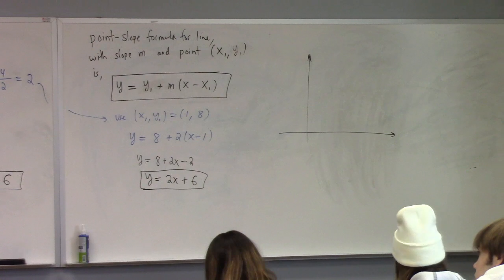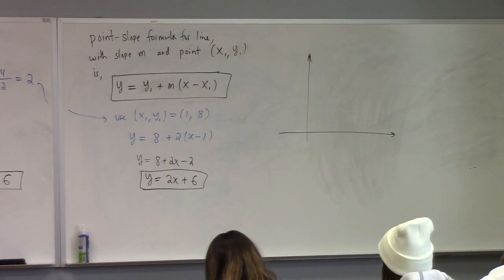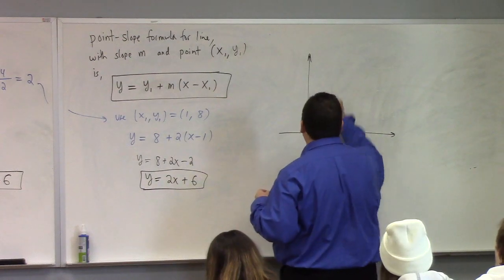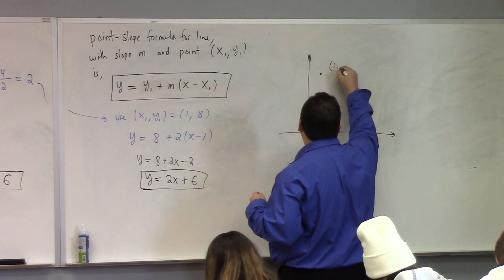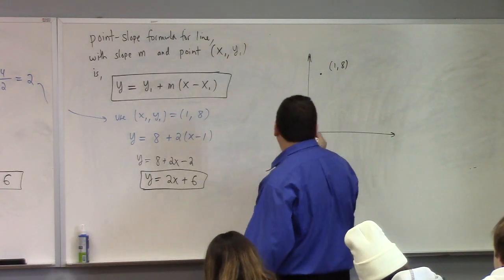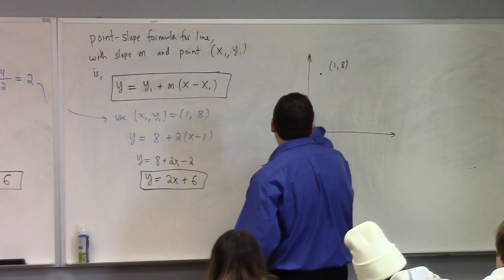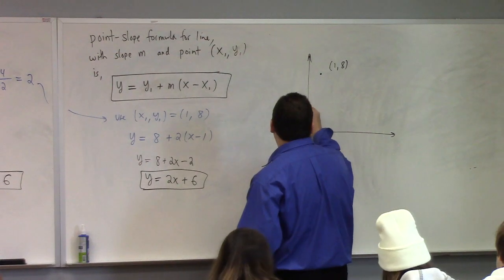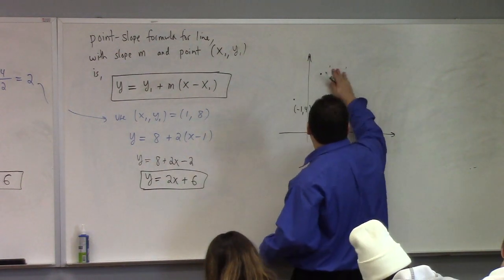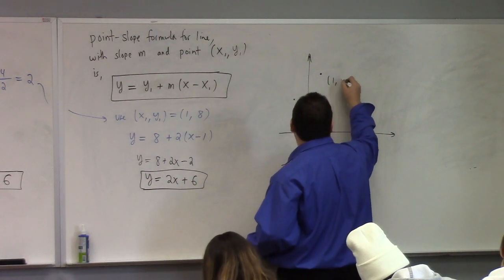Because we were given two points, 1, 8 and minus 1, 4. Where are those? 1, 8 maybe is like here, right? And if that's 1, 8, what was the other one? Minus 1, 4, so that's kind of like halfway up, something like here. And then you just got to connect the dots, right? So you need a ruler.